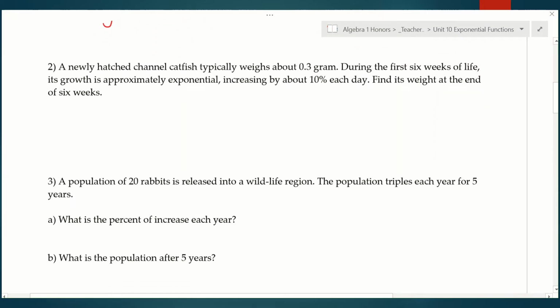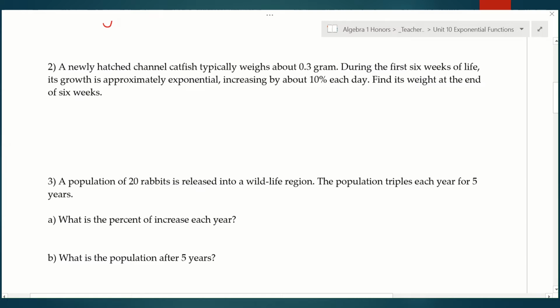A newly hatched channel catfish typically weighs about 0.3 of a gram. During the first 6 weeks of life, its growth is approximately exponential, increasing by about 10% each day. Find its weight at the end of 6 weeks.